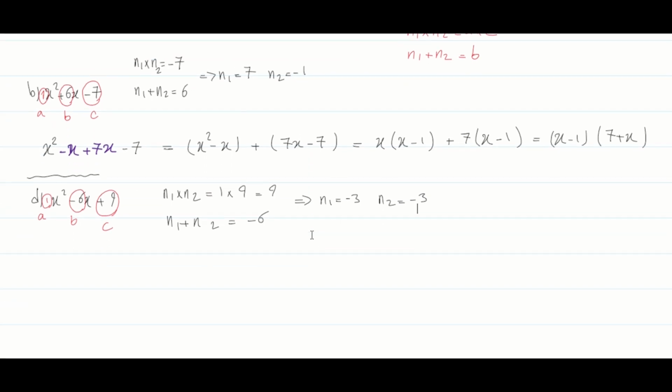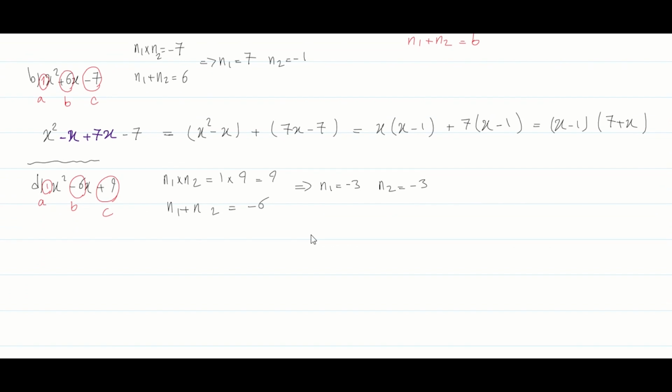Now what I have to do, I have to again split the middle term in our quadratic expression into two terms using the two numbers that we already got. So I'm gonna write the expression as x squared. Now instead of negative 6x, I'm gonna write it as negative 3x, negative 3x, and the last term was plus 9. Now what I want to do, I want to group two terms in here. I'm gonna group the first two terms, which are x squared minus 3x. Then I'm gonna group the last two terms, which is negative 3x plus 9.